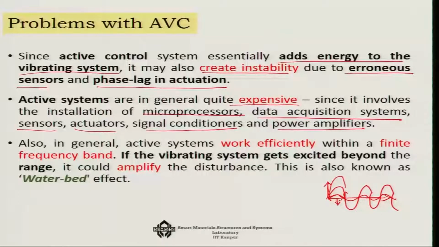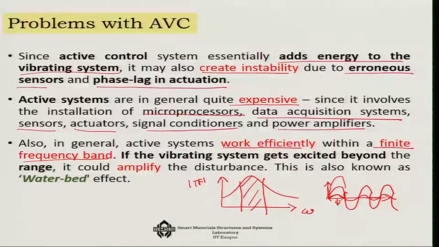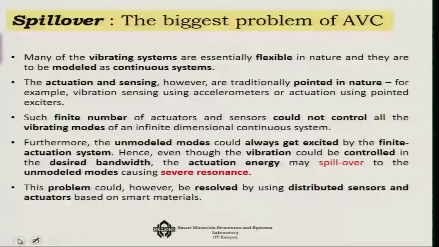And also, active systems work efficiently within a finite frequency band. Say, for example, you have a particular frequency range, omega, and suppose you plot the transfer function and it is like this, and you have designed your active controller for this region in order to take care of the particular resonance close to this peak frequency. But then what happens is that in the regions where you have not designed it, this path may get modified. That means you will start to get a new peak here, and that means pumping energy to other places where it is not desired. This is also known as the waterbed effect. So, this may create a severe problem which is also known as the spillover problem.